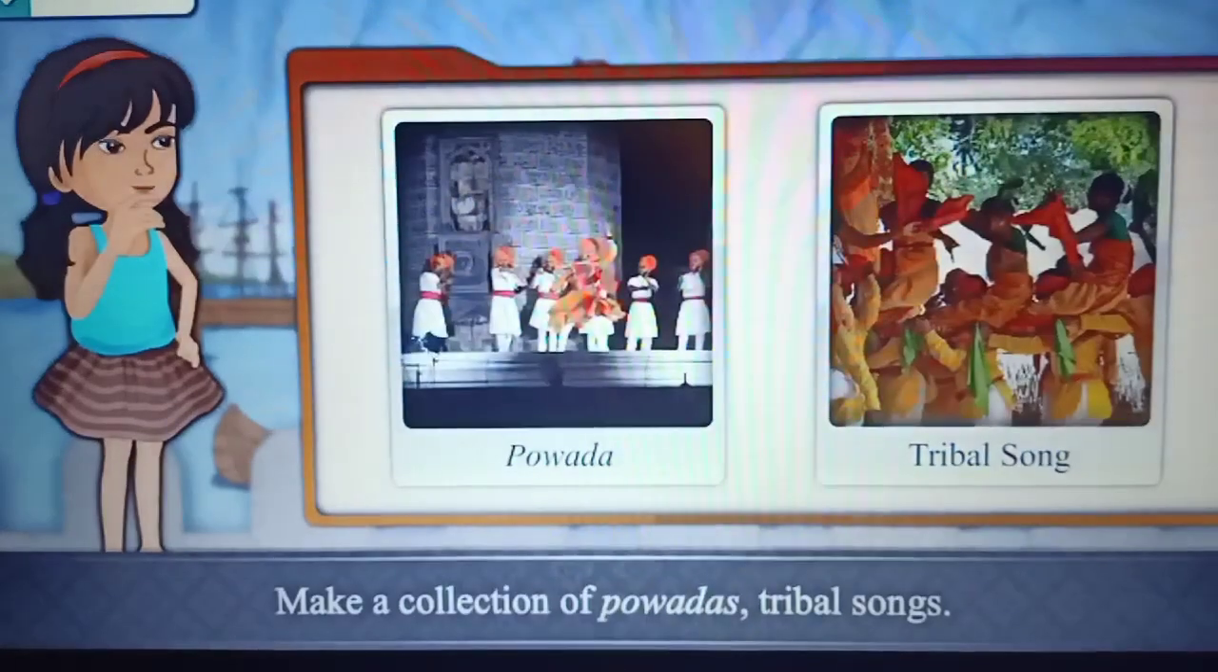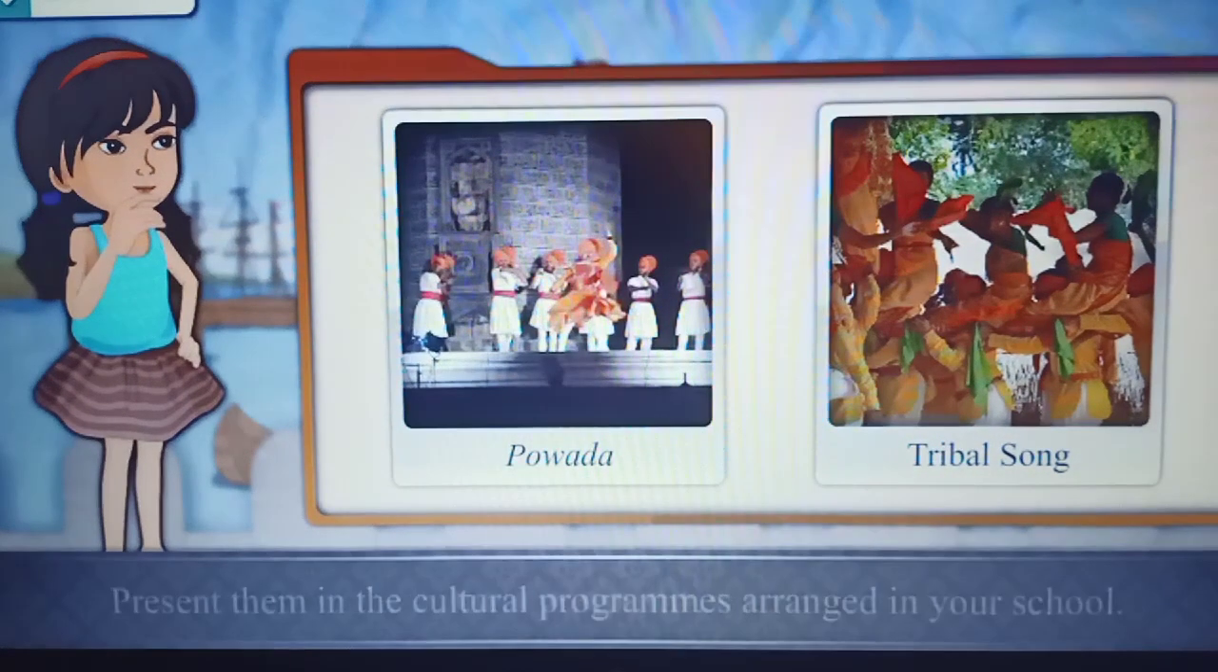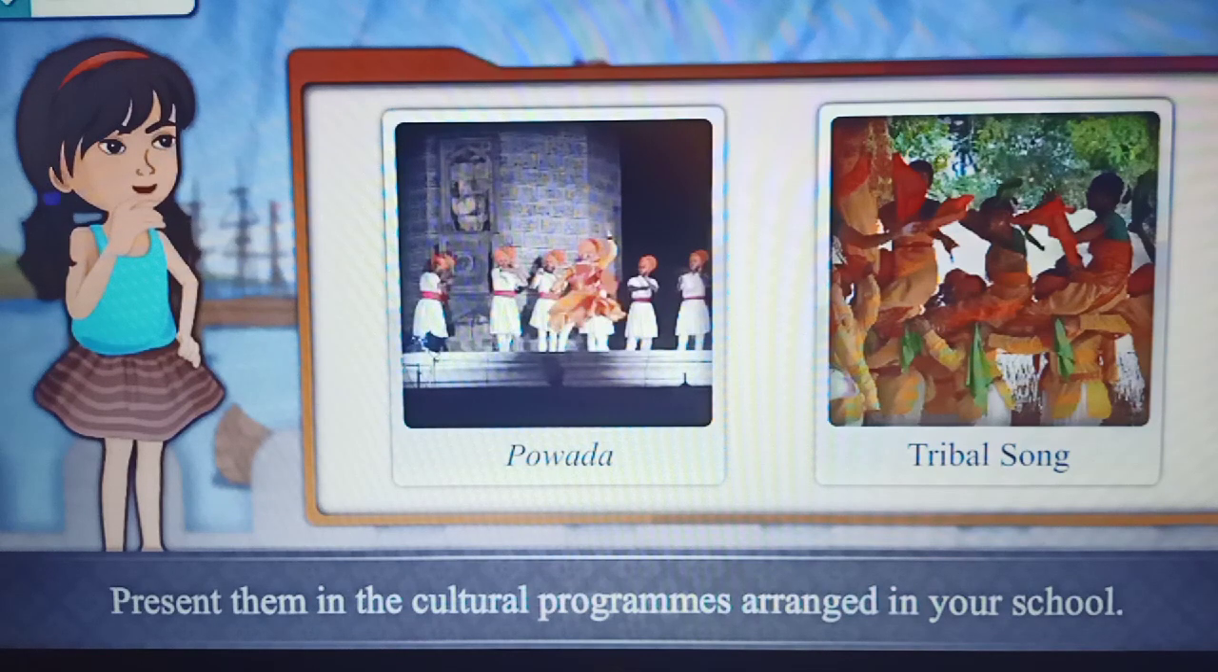Do this. Make a collection of powadas and tribal songs. Present them in the cultural programs arranged in your school.